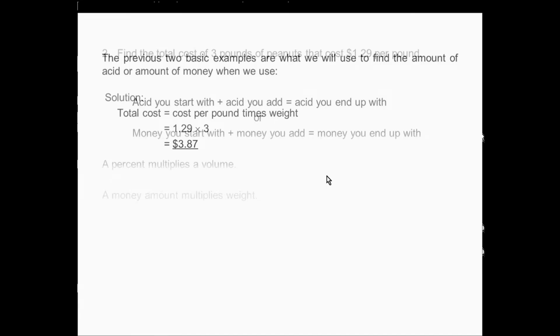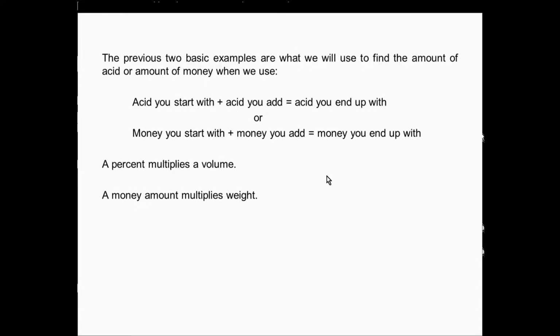So notice it's going to be a concentration times a volume or a cost times a weight. And it is typically going to be decimals. So the previous two basic examples are what we'll use to find the amount of acid or amount of money when we use acid you start with plus acid you add equals acid you end up with, or money you start with plus money you add equals money you end up with. So a percent multiplies a volume, a money amount multiplies a weight. Now the money can also multiply volume if you're looking for like gasoline, the cost per gallon.